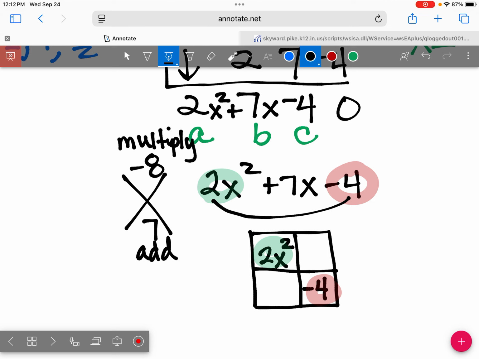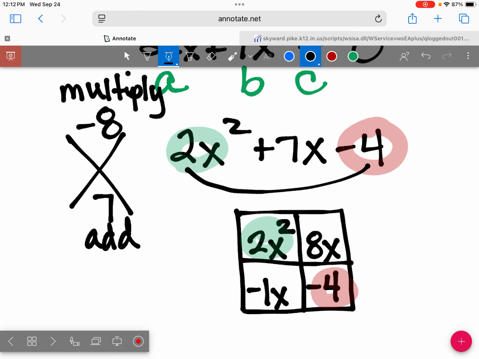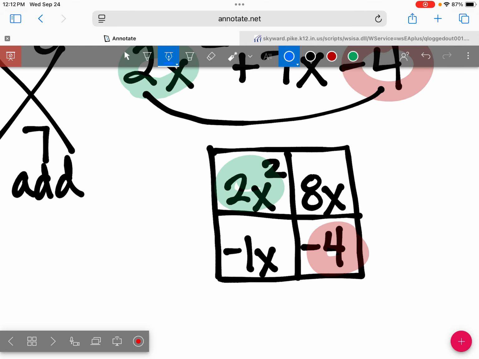8 and negative 1. Who agrees that it's 8 and negative 1? Okay. So I'm going to put my 8x in one, my negative 1x in the other. So now let's take out our GCFs. When you look at the first 2, what can I take out of these 2? Just a 1x. Good.